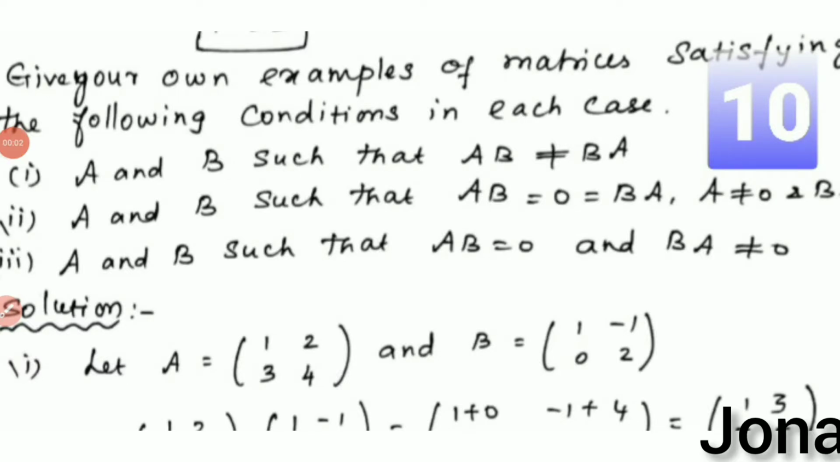10th problem. Give your own examples of matrices satisfying the following conditions in each case. The first one, A and B such that AB is not equal to BA. So AB is not equal to BA. We want to give some examples of matrices by our own.